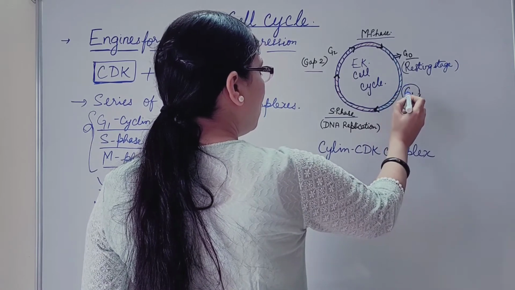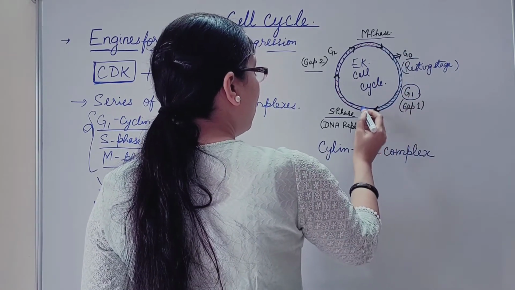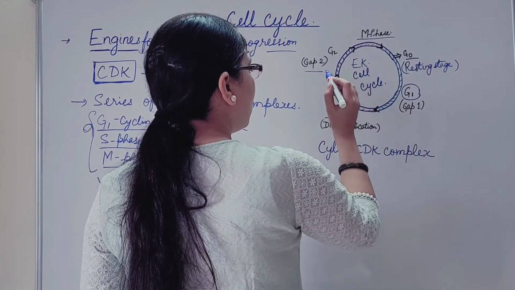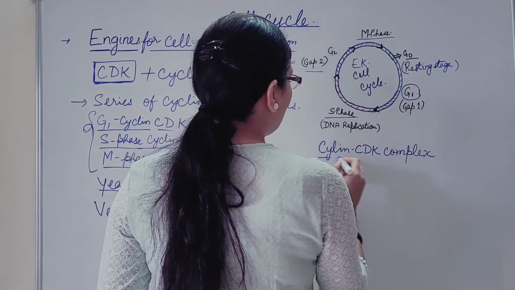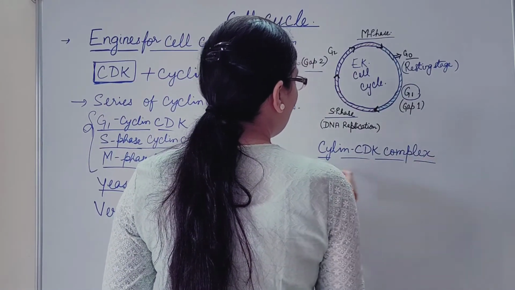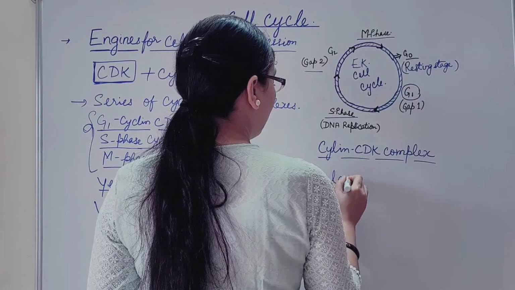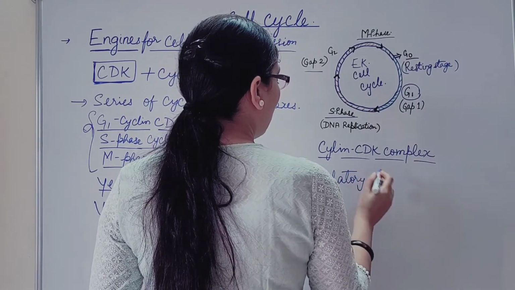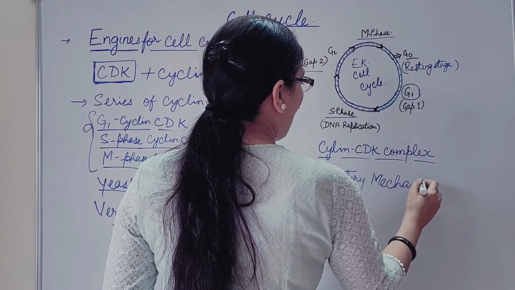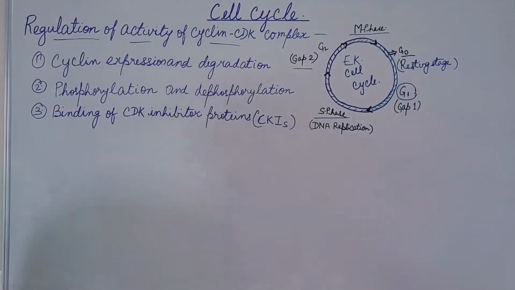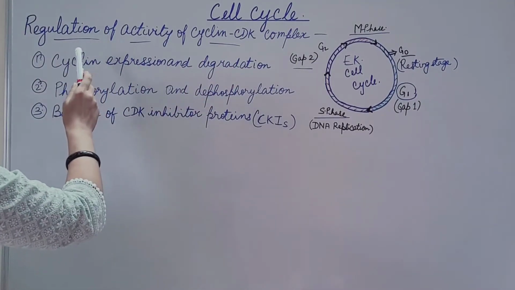That means G1 cyclin CDK complex is active only during the G1 phase. S phase cyclin CDK complex is active during the S phase, and so on. So there is a certain regulatory mechanism which controls their activity. What are these regulatory mechanisms? Let us see how the activity of cyclin CDK complex is regulated.